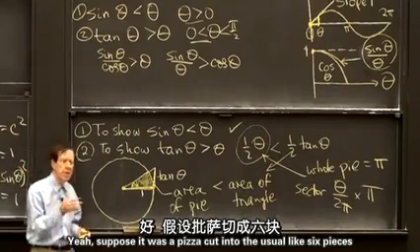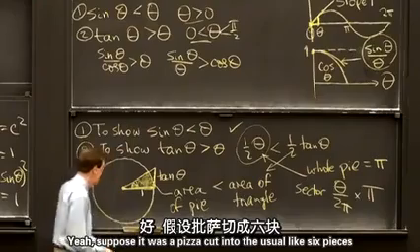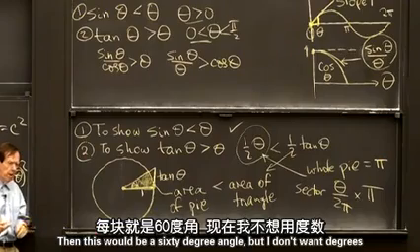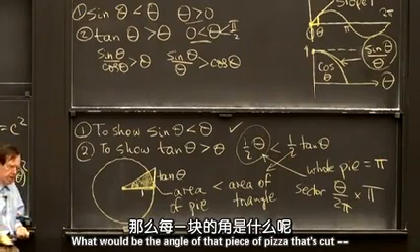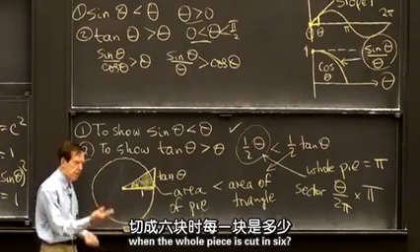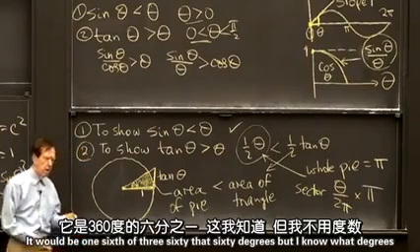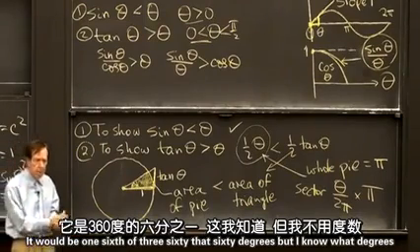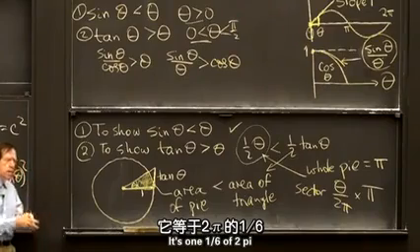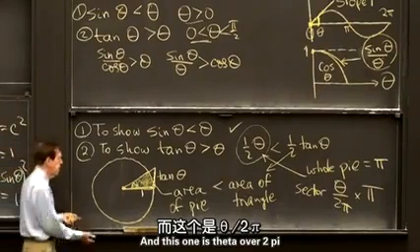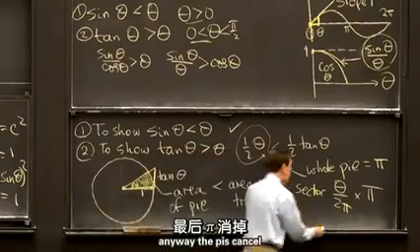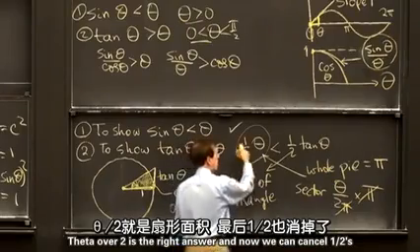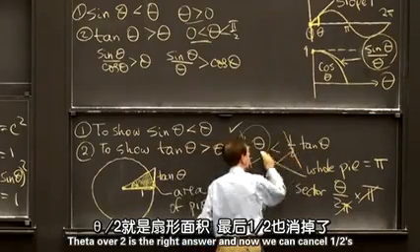Suppose it was a pizza cut into the usual 6 pieces. So then this would be a 60-degree angle, but I don't want degrees. What would be the angle of that piece of pizza that's cut when the whole pizza is cut in 6? It would be 1/6 of 360. That's 60 degrees, but I don't want degrees. It's 1/6 of 2 pi. And this one is theta of 2 pi. Anyway, the pi's cancel. Theta over 2 is the right answer, and now we can cancel the 1/2, and we've got what we want.